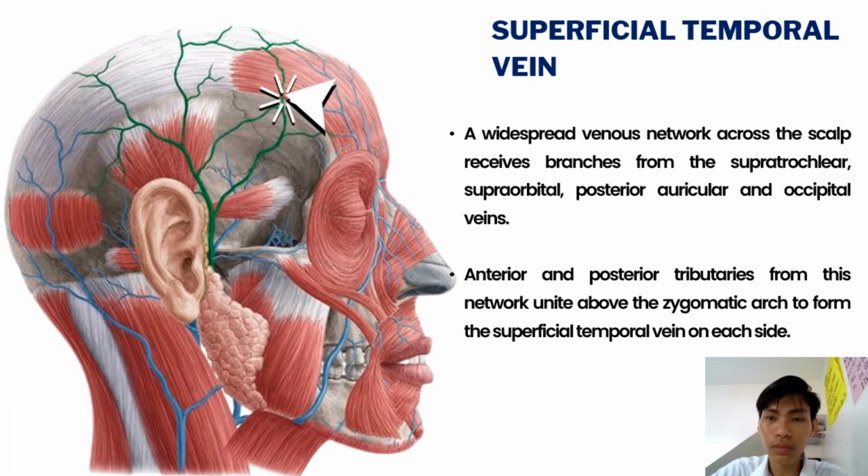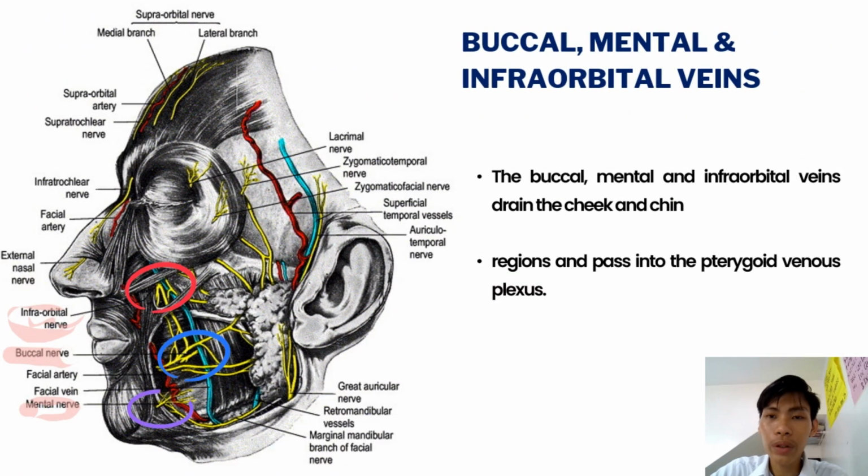We also have the buccal, mental, and infraorbital veins. The buccal, mental, and infraorbital veins drain the cheek and chin. These regions pass into the pterygoid venous plexus.